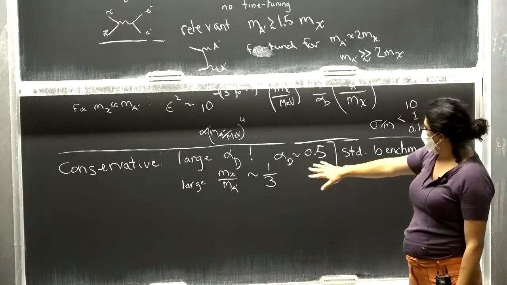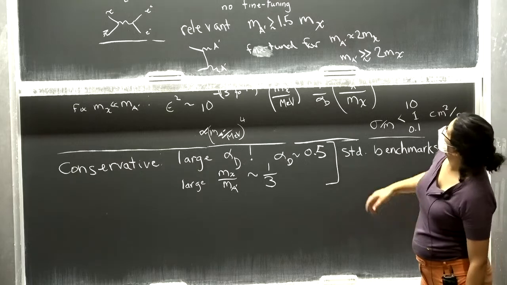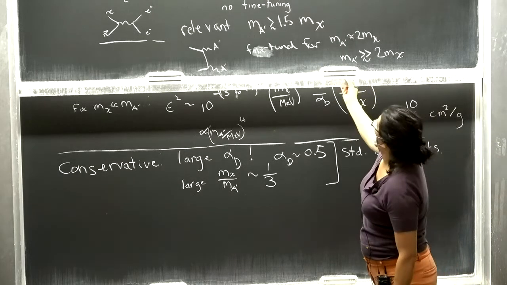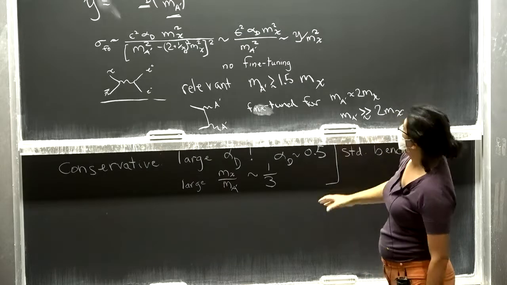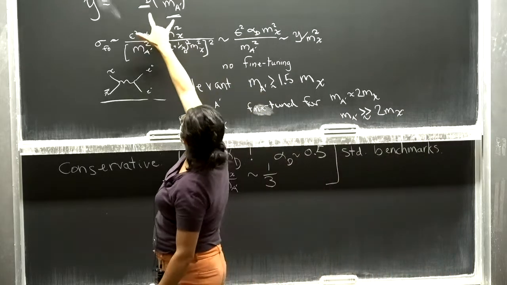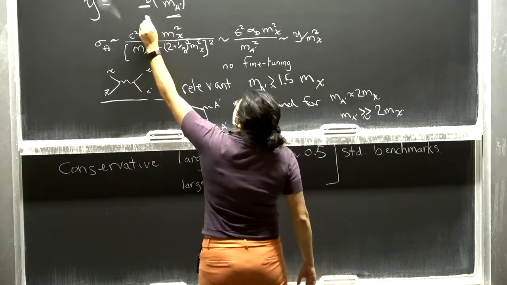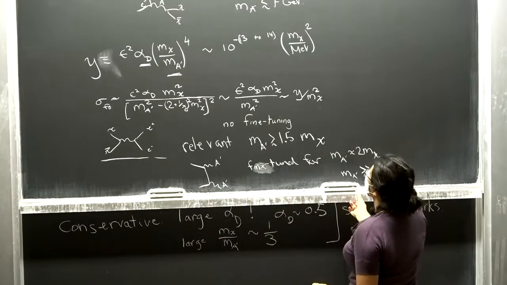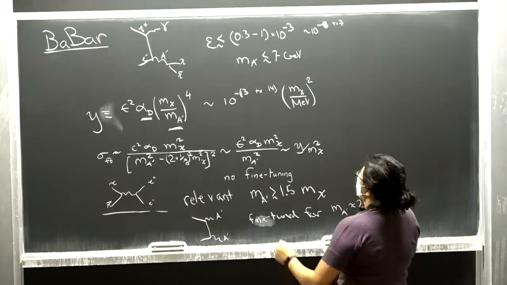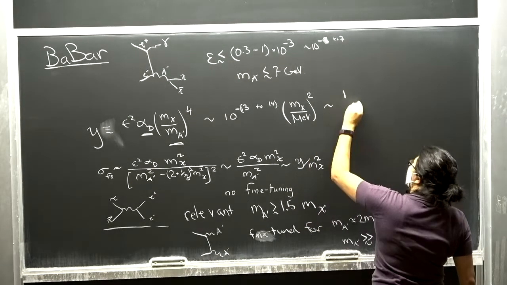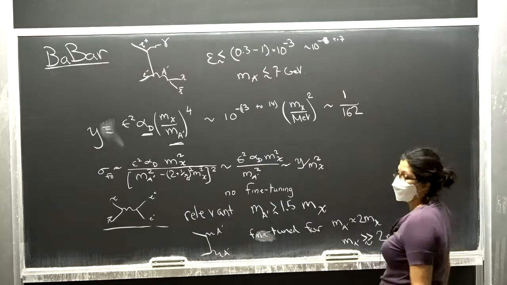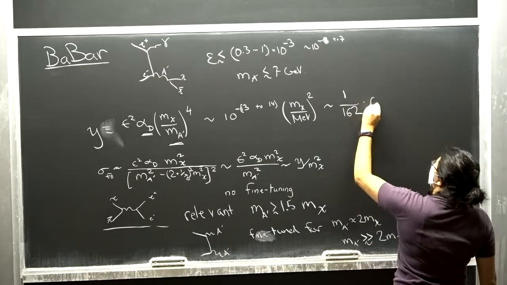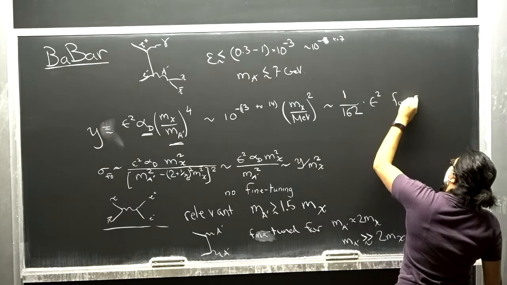So if you take that, then this y sensitivity here, under those assumptions, these factors are just constants. That's a half. That's 1 over 81. So roughly speaking, it's 1 over 162. You can just round that to 1 over 100 times epsilon squared for standard benchmarks.